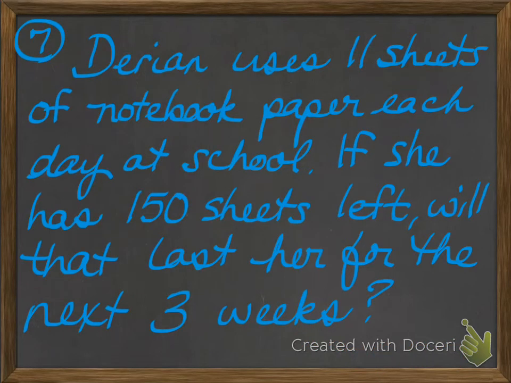Number 7. Darian uses 11 sheets of notebook paper each day at school. If she has 150 sheets left, will that last her for the next 3 weeks? Find your important information, then solve the problem using estimation.